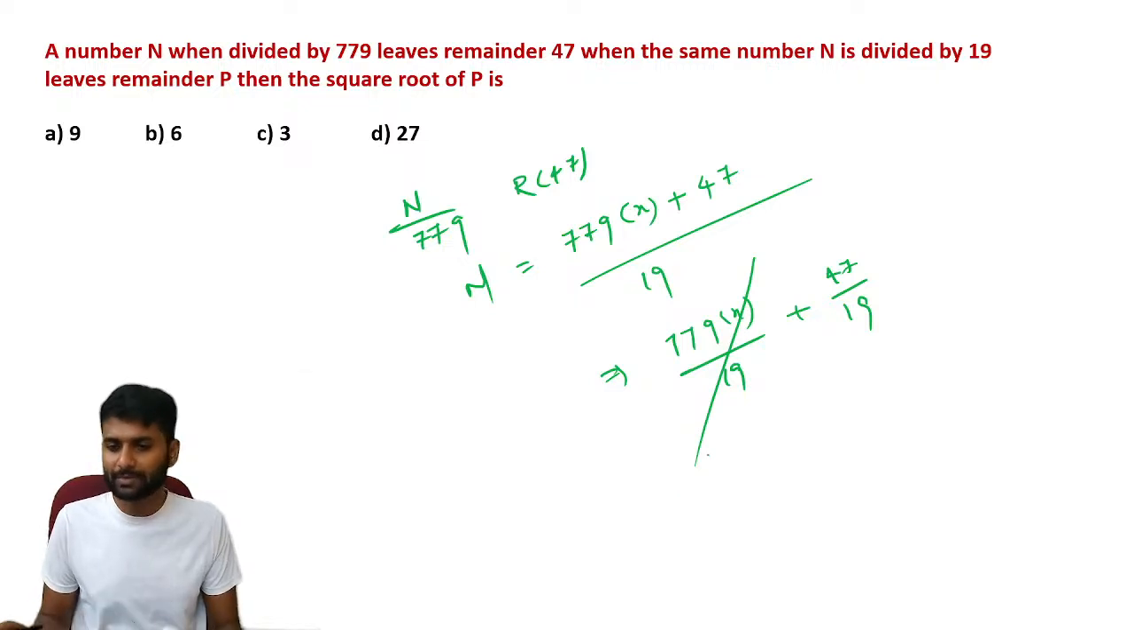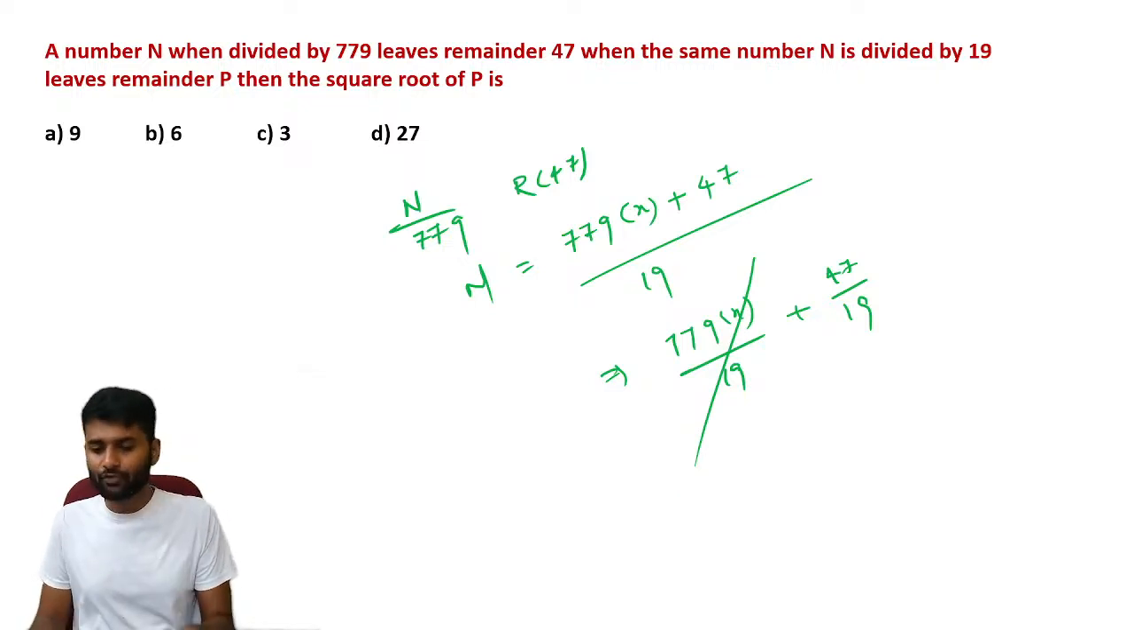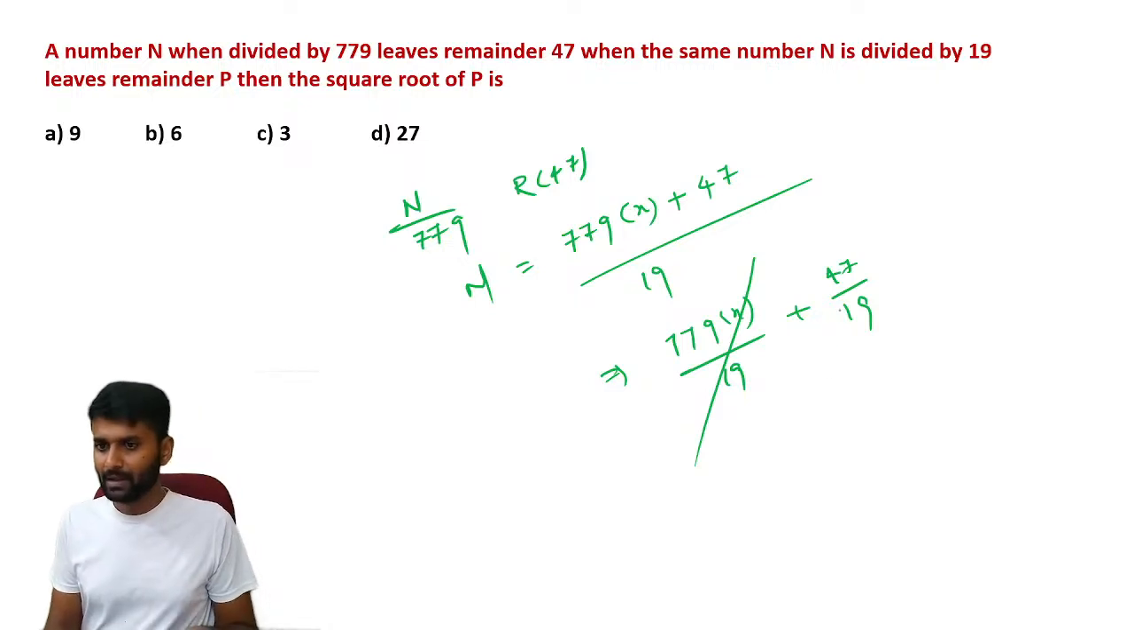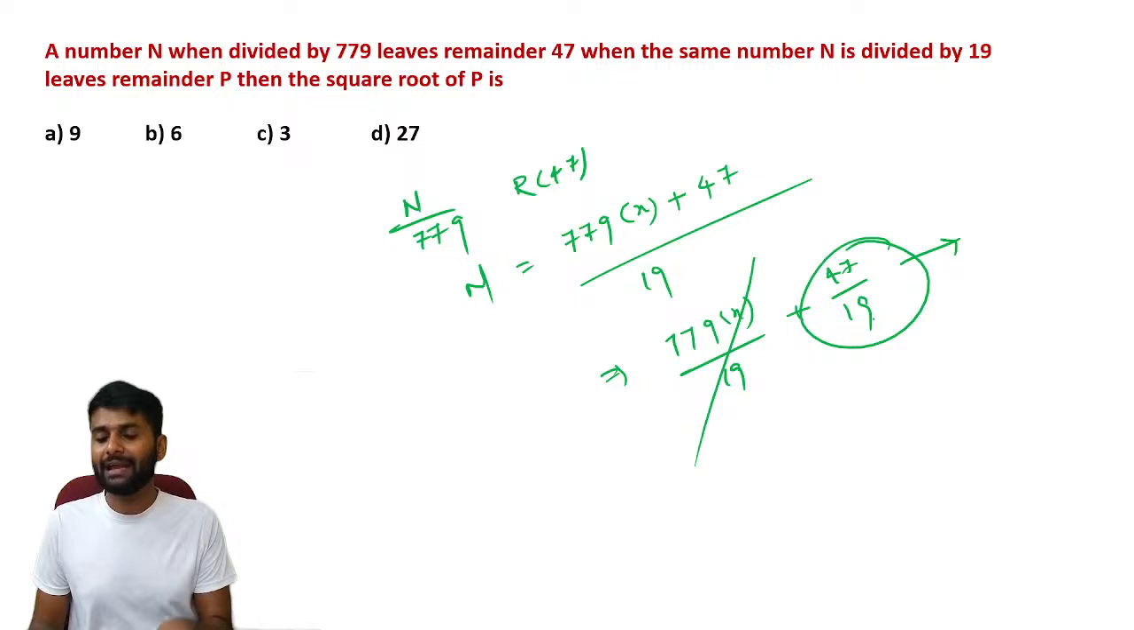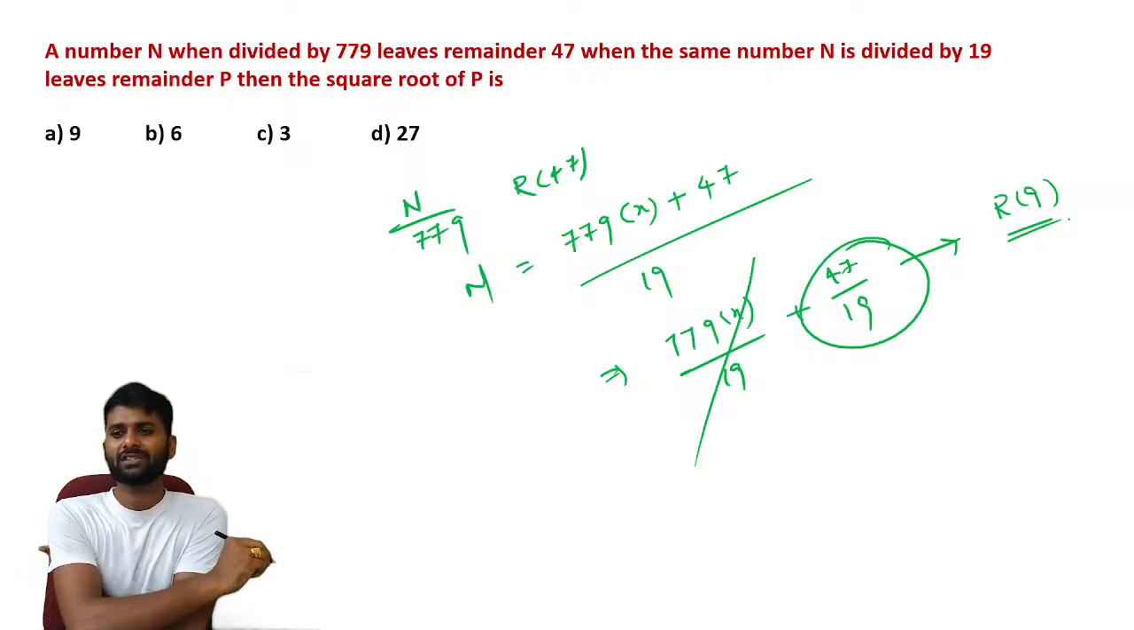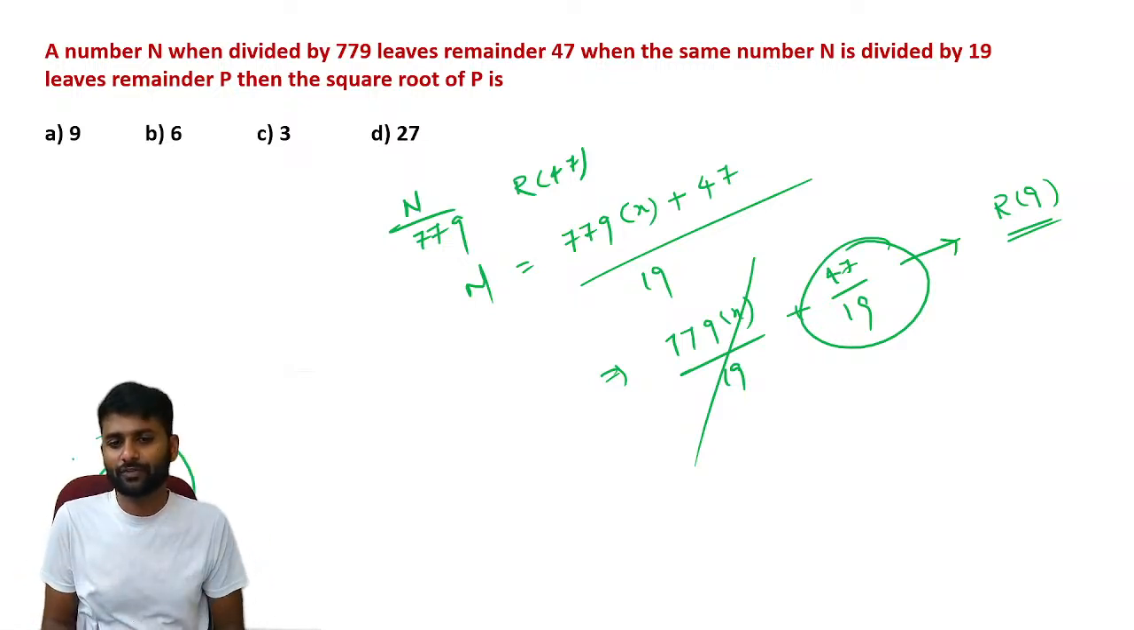Guys, there is no remainder from the first part. Why? Because 19 into 41 is equal to 779. Then it is left with a remainder from 47. If 47 is divided by 19, 19 into 2 is 38 and the remainder is 9. But according to the question, what is the square root of 9? Square root of 9 is equal to 3.